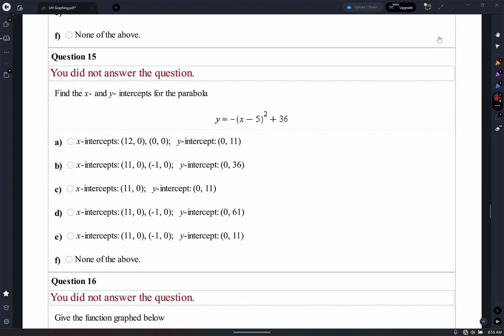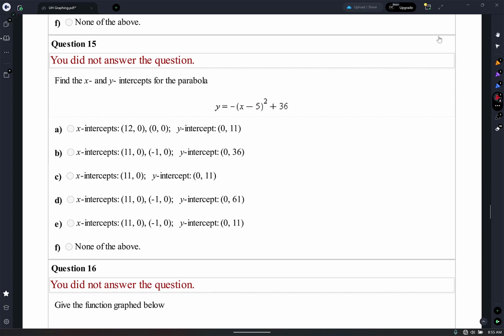Find the x and y intercepts. Relax. It's really simple. The easiest one to solve is probably the y-intercept. Y-intercept happens when x is 0, so let's plug in a 0. Y equals negative parentheses 0 minus 5, close it, squared, plus 36. Y equals negative 5 squared is 25, so negative 25. This negative is that negative, plus 36. The difference between 25 and 36, what's that, 11? So y equals 11. So my y-intercept is 0, 11.